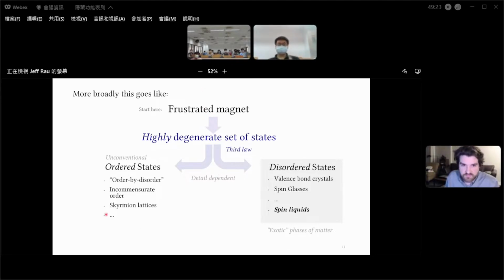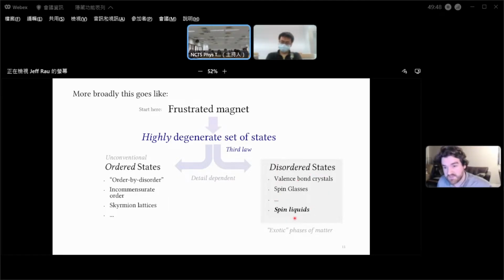There's sort of two branches I've drawn here. One, you could pick out one of these states and get some kind of ordered state. This might manifest as something like order by disorder. You might get incommensurate states, interesting magnetic states, but ordered states nonetheless. Or you might resolve it by going to something a little more exotic, a little more disordered, right? So this could be something like those valence bond states I mentioned. This could be something a little more glassy, or this could be spin liquid states, quantum spin liquid states in particular, okay?